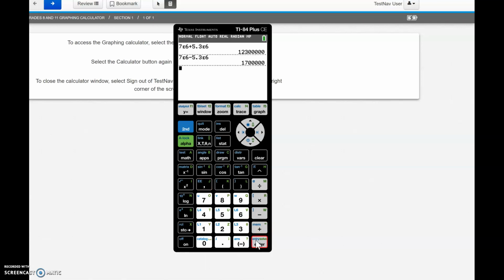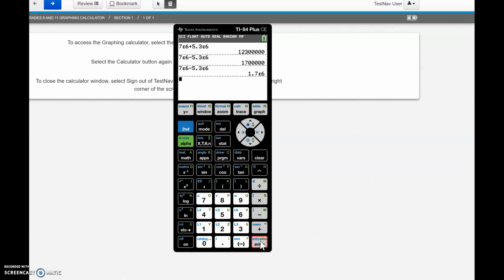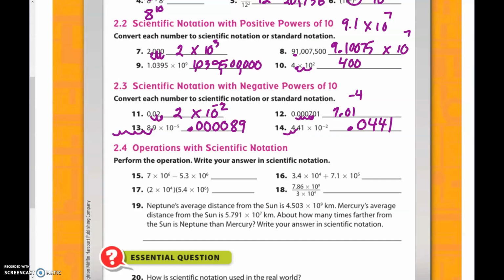Now that is not in scientific notation. So remember, if you want to change this, you have to go into your mode. And do you see how I have normal chosen here? I need to arrow over so that I get on scientific. And now you can see scientific is blinking. So now I have to hit second quit to go back to this. And now if I hit enter again, it is now giving me that answer in scientific notation. So 1.7, and remember that E stands for times 10 to the 6th power. So this is going to be 1.7 times 10 to the 6th power.